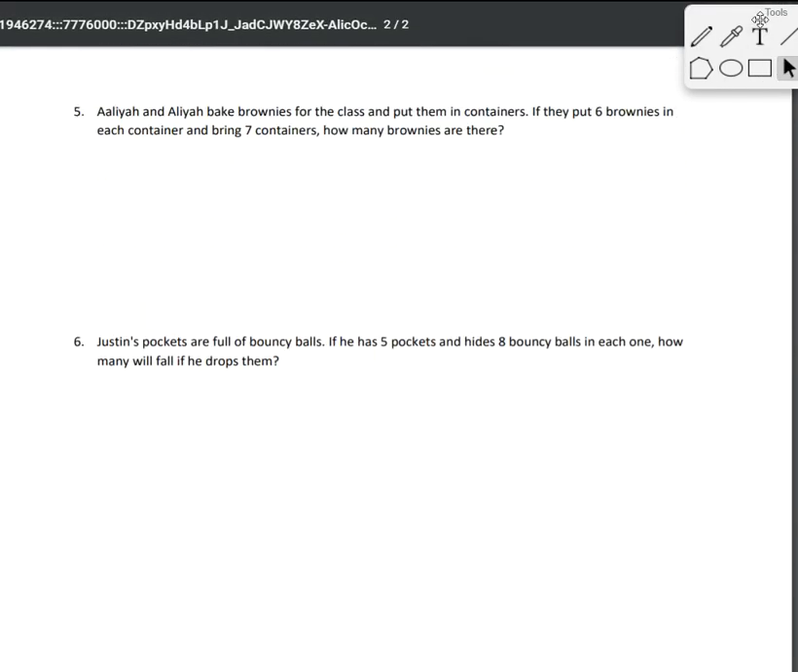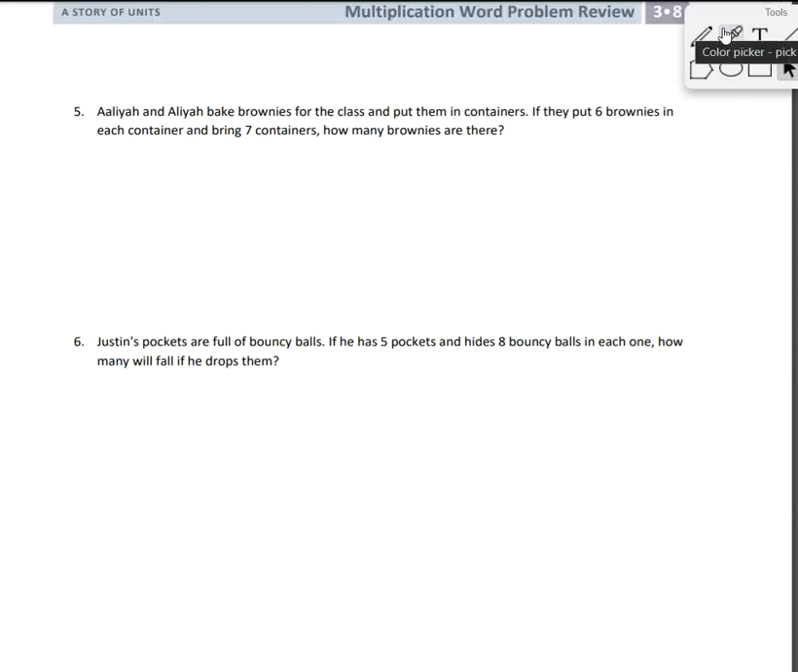All right. Justin's pockets are full of bouncy balls. If he has 5 pockets and hides 8 bouncy balls in each one, how long will it take for me to take his bouncy balls? Just kidding. It says how many will fall if he drops them. So we have 5 pockets. We have 8 bouncy balls hidden in each pocket. So that's 5 times 8.